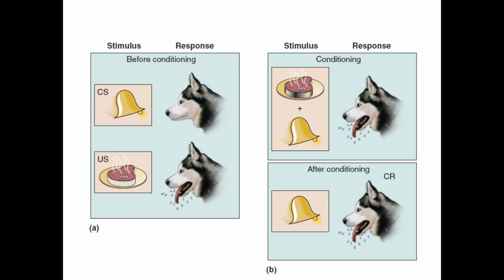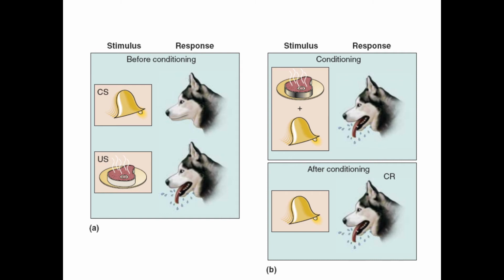And then we have classical conditioning. You know this, Pavlov's dog, Pavlovian classical conditioning. The dog, for example, naturally responds by salivating in front of meat.